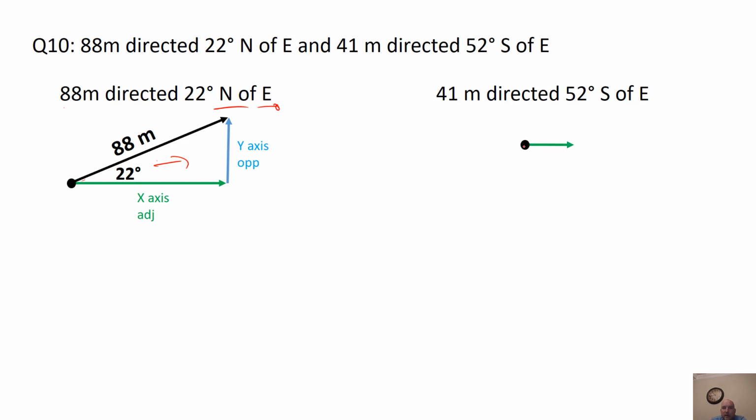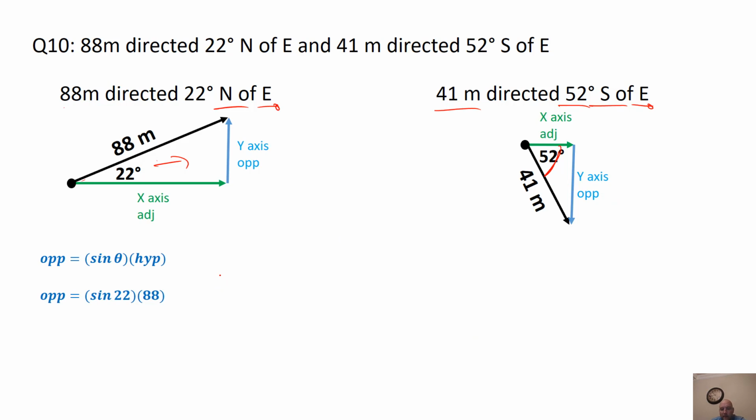So we do the same thing with the other one, south of east. So east first, then from there go south. From there, finish it off, throw the 41 on the hypotenuse, throw the 52. 52 is right here. It's closest to the origin dot, so it's not there, just to make sure you don't misinterpret that. The x-axis is going to be the adjacent in this case, and the y-axis is going to be the opposite. So now we have everything to solve for, and there's a whole lot more math.